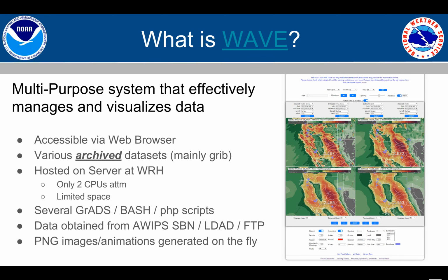The data gets into Wave basically from AWIPS's SBN, but the cool part about Wave, we think anyway, is we can basically gobble up any data that's there. If it's in GRIB2 format, it's really easy. So we can go out and hit FTP sites too and download data and get everything all in one place.